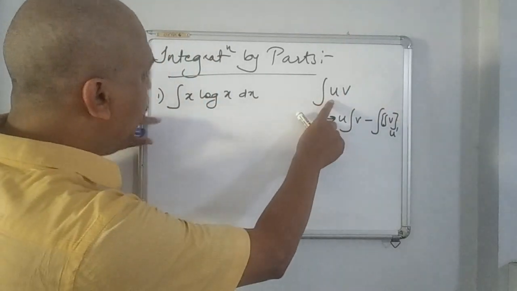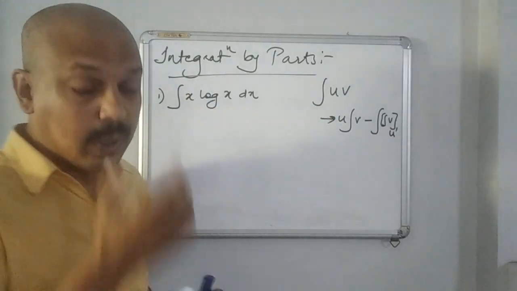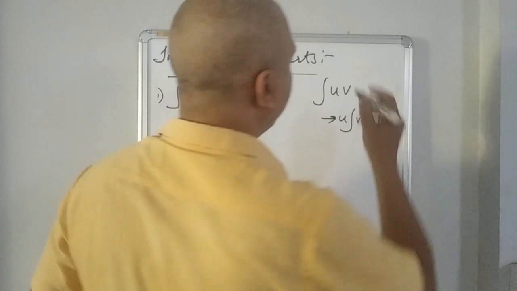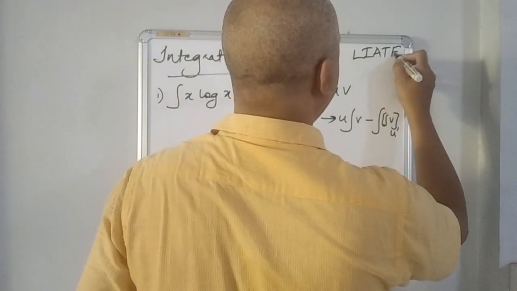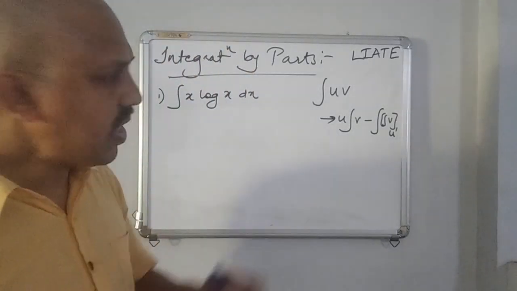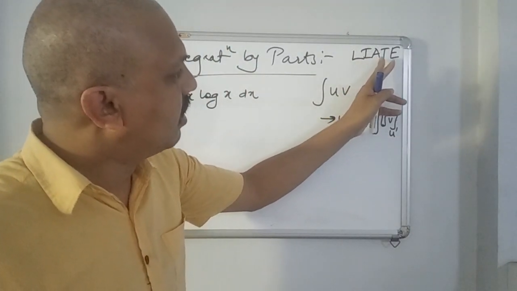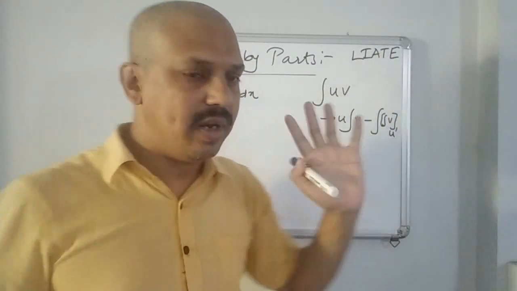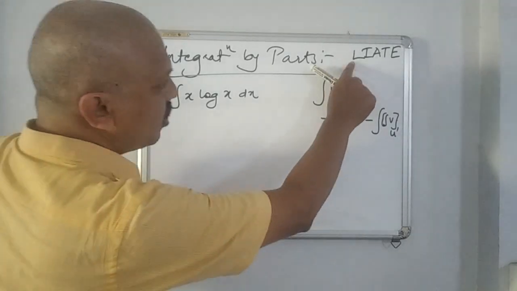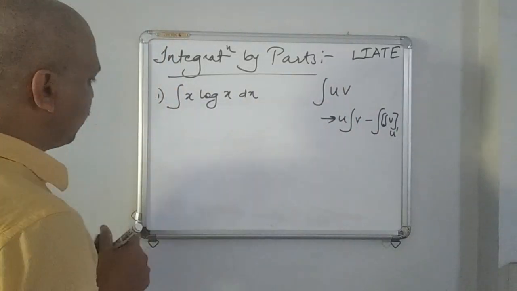But should I write u is equal to x or should I write u is equal to log x? How do we know that? So there is a rule that if you follow, you get the answer very easily. The rule is L-I-A-T-E. Logarithmic, inverse, arithmetic, trigonometric and exponential. This is how we should order the particular functions. So here it is log, logarithmic. So we'll place this first, logarithmic first.